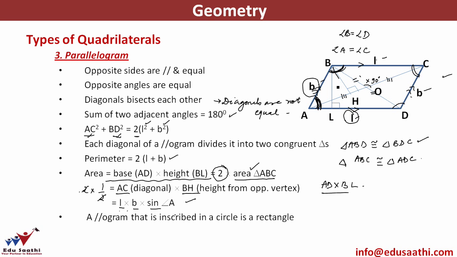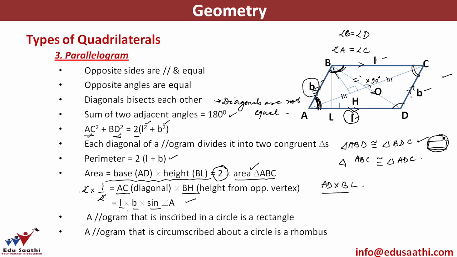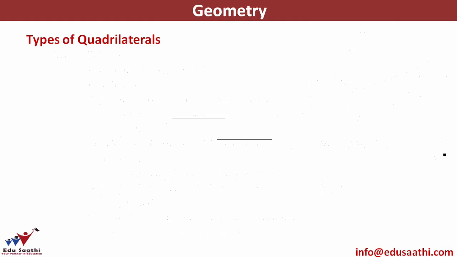A parallelogram that is inscribed in a circle is always a rectangle. So if a circle is given to you and you have to draw a parallelogram inside the circle, that case will only be the case where you have a rectangle. A parallelogram circumscribed outside a circle will be the case of a rhombus. We'll talk about rhombus after 2-3 minutes.